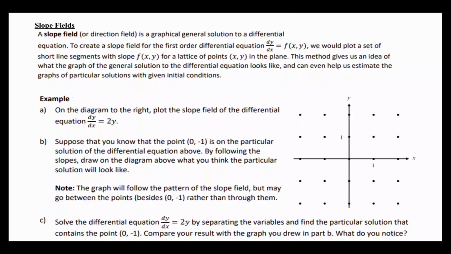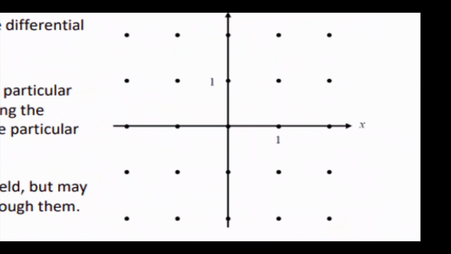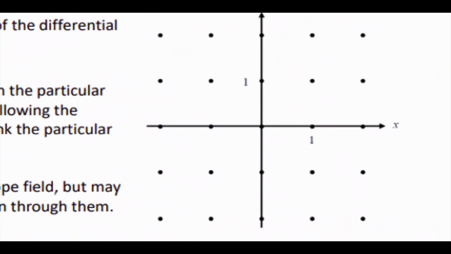Slope fields. What slope fields are? Sometimes they're called direction fields or directional fields. They're just a field or graph of slopes. That's all they are. On a graph, we just tell what the slopes are. What is the slope at each point?